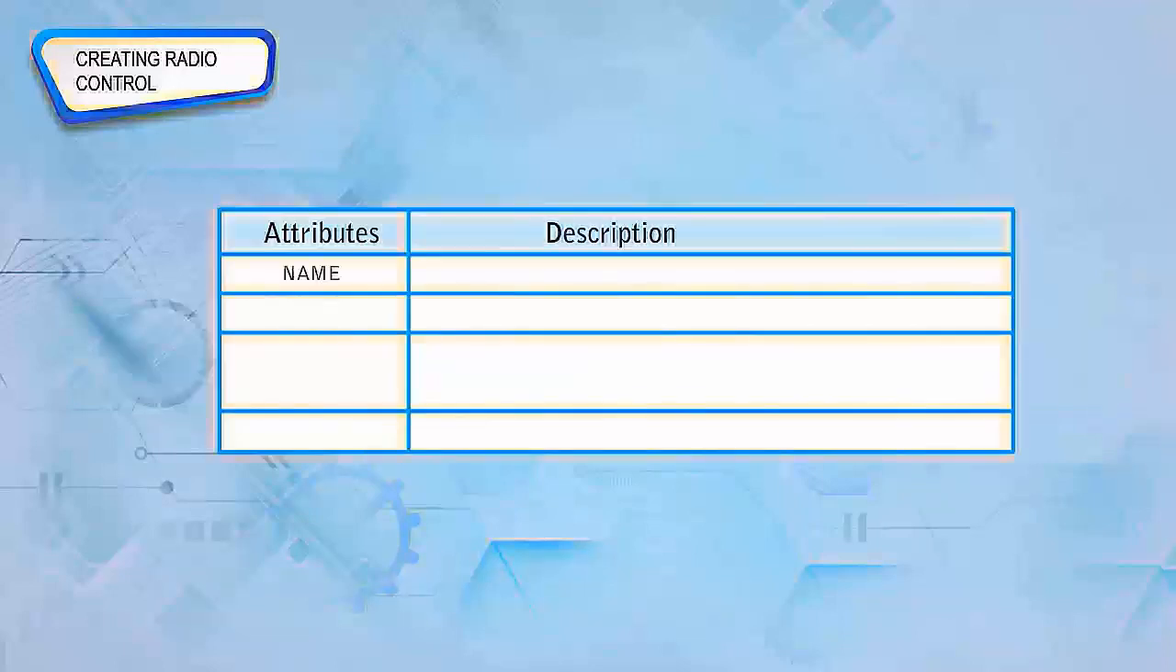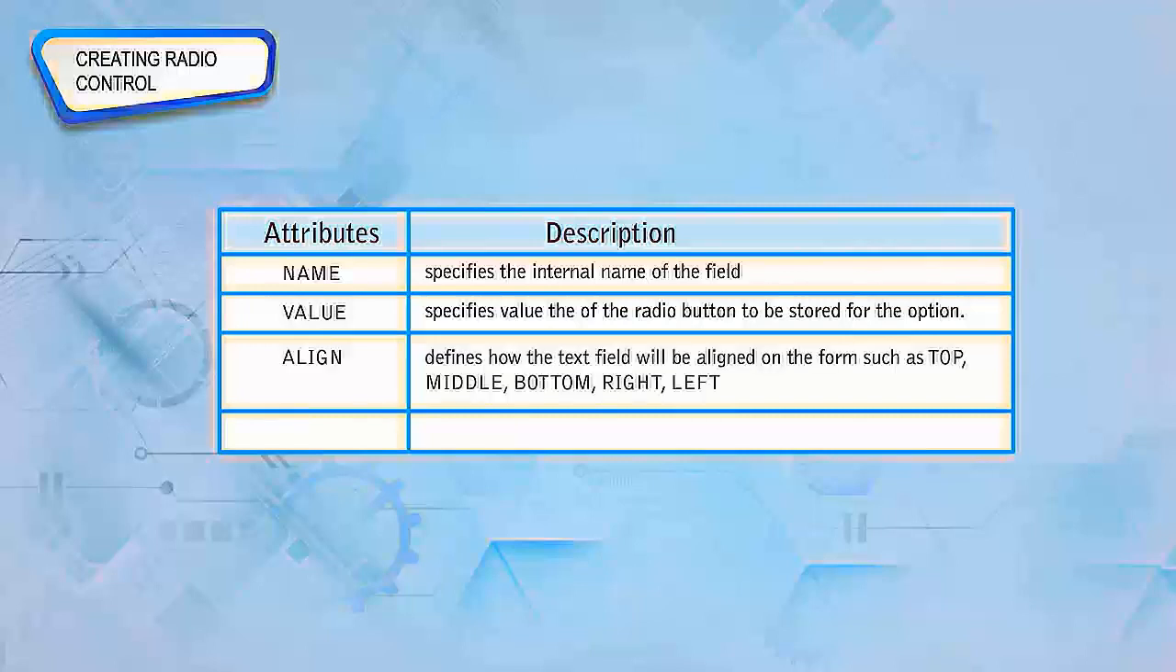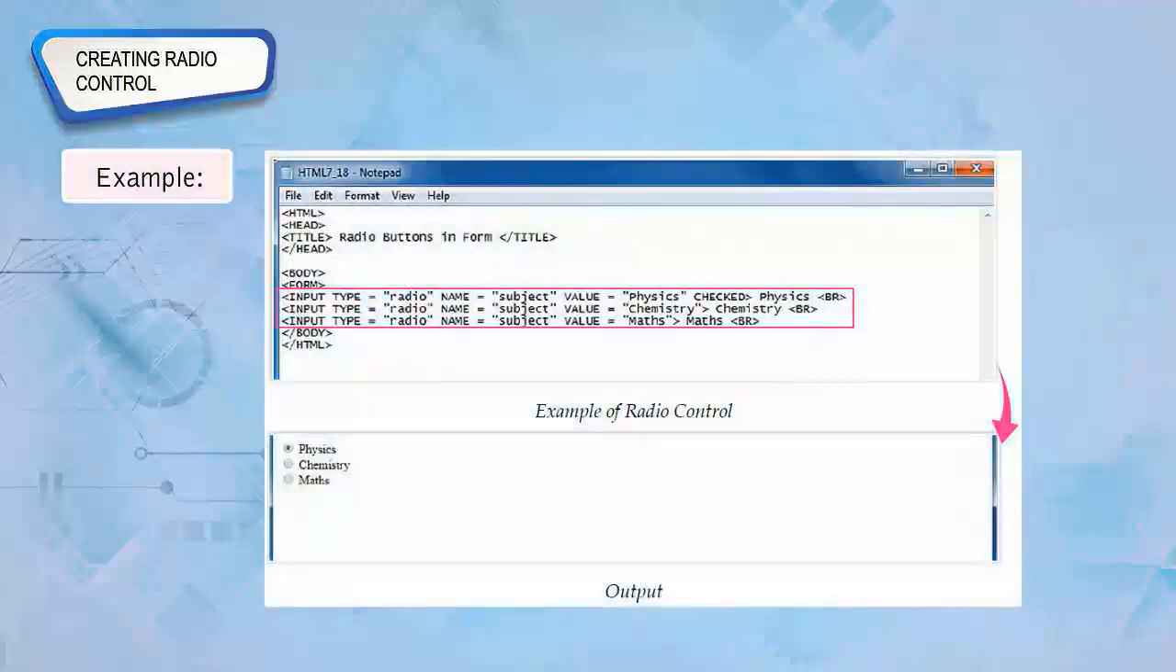Attributes, description. Name specifies the internal name of the field. Value specifies the value of the radio button to be stored for the option. Align defines how the text field will be aligned on the forms such as top, middle, bottom, right, left. Checked makes a radio button pre-selected. Example.